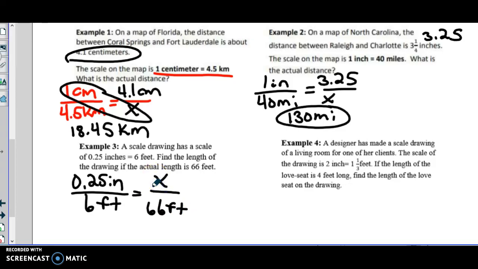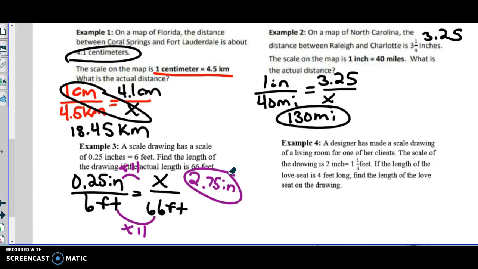So now I can cross multiply and divide, but I can also look at this a different way. I know that 6 times 11 is 66, so I can also multiply a quarter times 11. And when I do that, I get 2.75 inches.